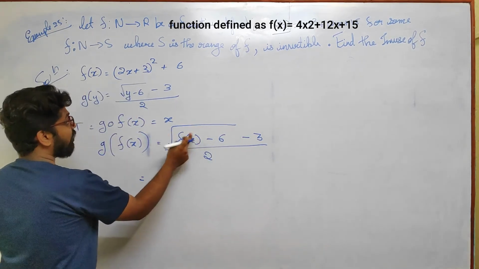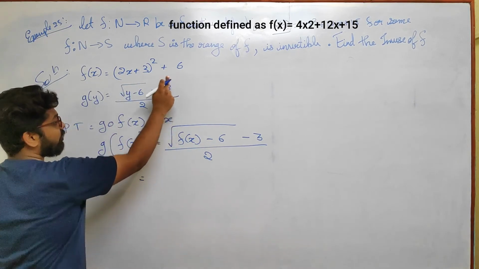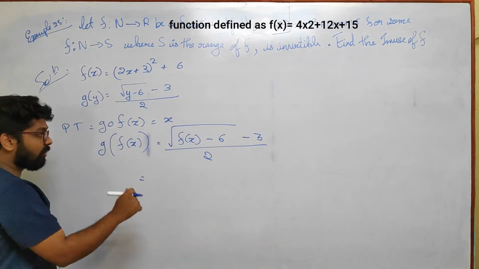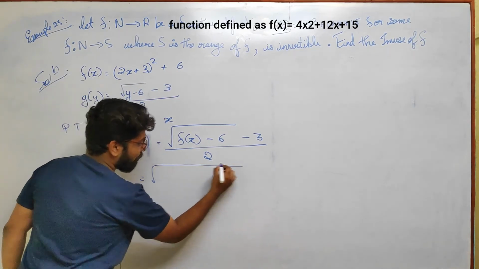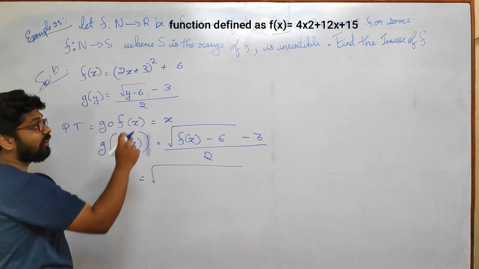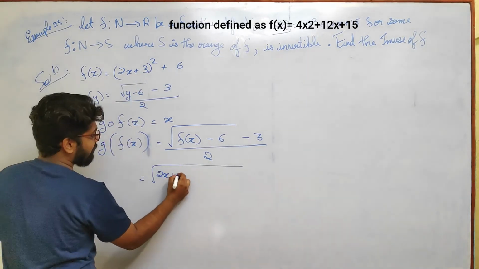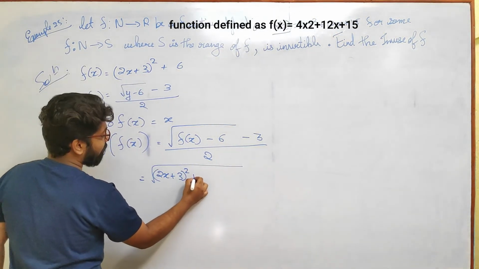f of x is what now? You have this value of f of x, so you are going to substitute that the same. Let's substitute the complete value of f of x. What we'll get, let's see. First is the root. f of x is what? 2x plus 3 whole square plus 6.